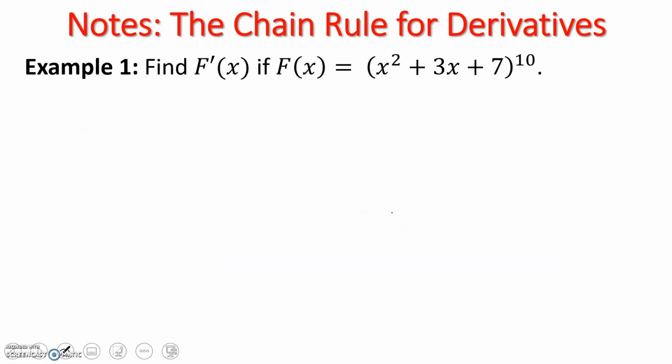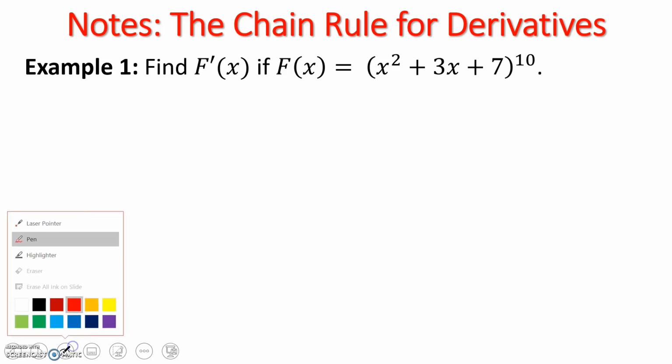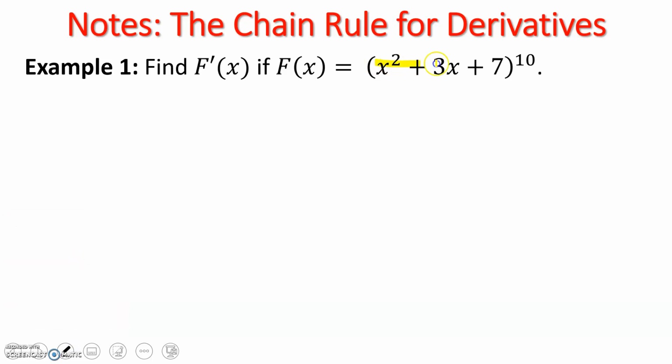All right, so let's take a look. Example 1, we would like to find f prime of x if f of x is equal to (x squared plus 3x plus 7) to the 10th power. Now note here, we do have our inside function, this quadratic x squared plus 3x plus 7, and that function lives in this outside function, something to the 10th power.